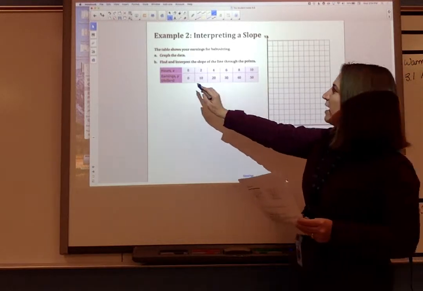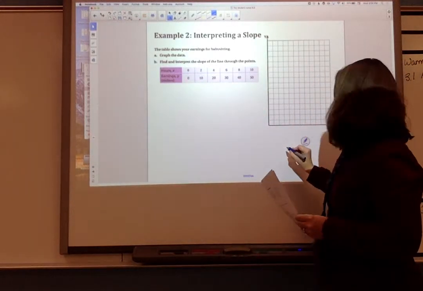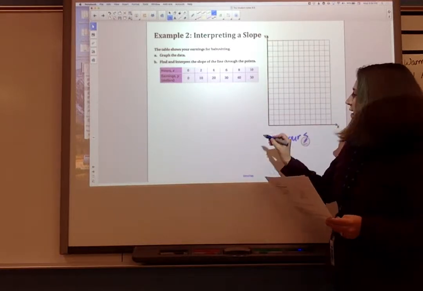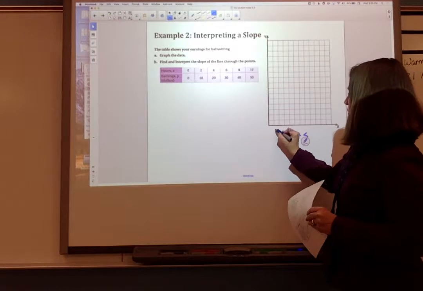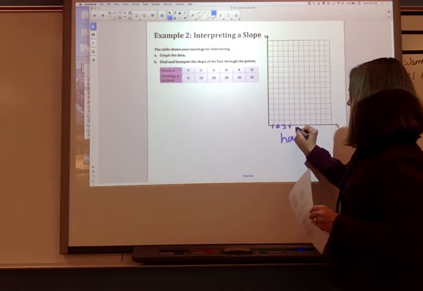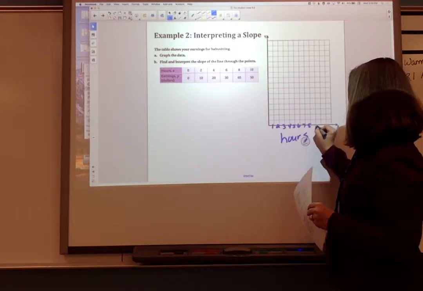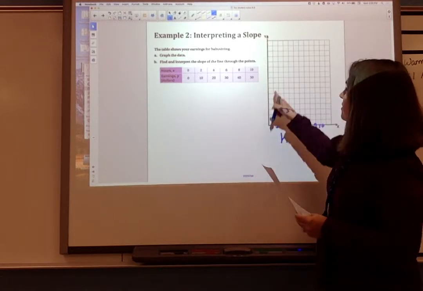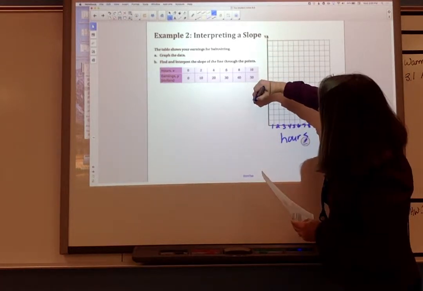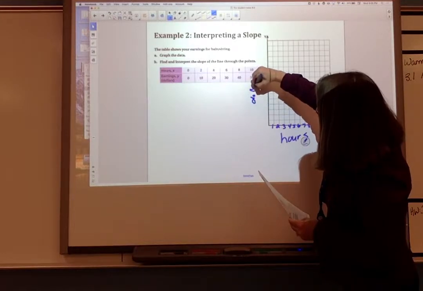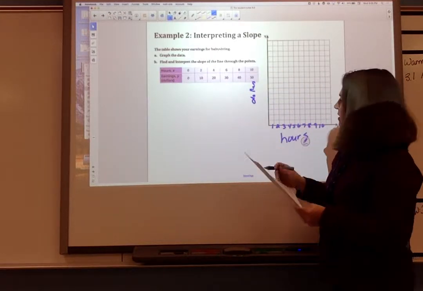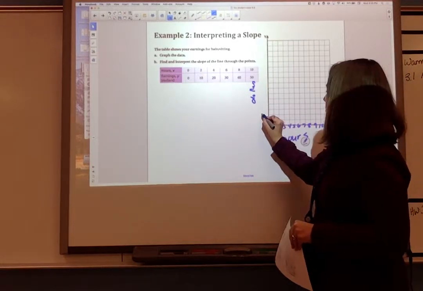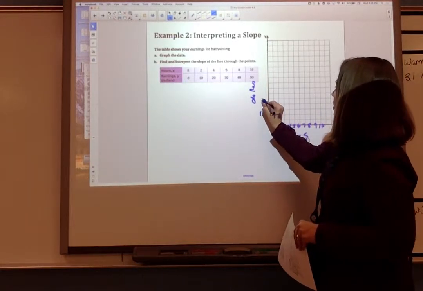The x-axis will be hours. So I'm going to go ahead and label that here, and you do that on yours as well. And then we're just going to count by 1. So 1, 2, 3, 4, 5, 6, 7, 8, 9, 10. That's probably enough. And the y-axis is going to be dollars, how much we earn. I think what I'll do is count by 5s, but I'm only going to mark the 10s. So every 2, I'll mark 10.